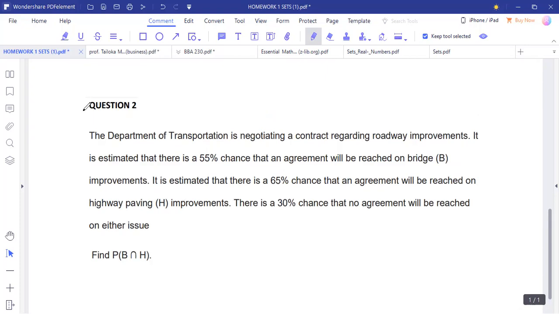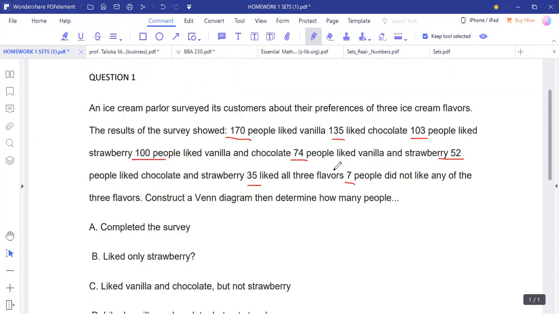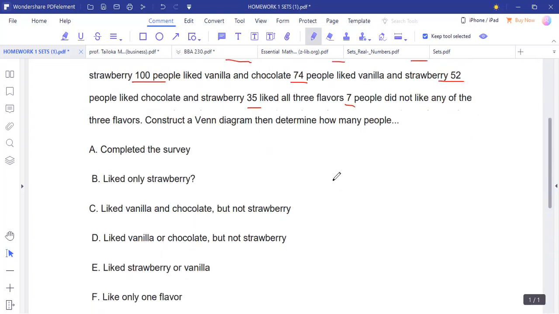Okay, so we now look at question 2. I'm sure the other question has been explained, and using the Venn diagram that's been very clear. So we can now look at question 2.